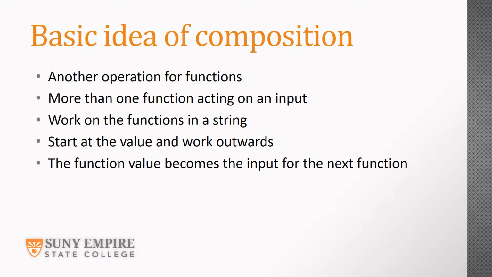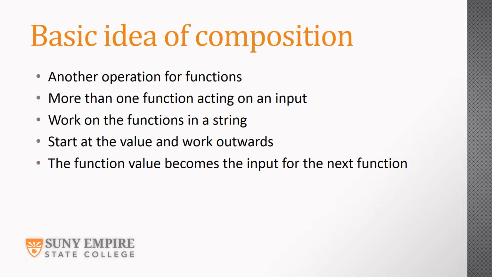In the previous resource in this series, we considered the four basic mathematical operations we can do on functions: adding, subtracting, multiplying, and dividing. There is an additional operation we can perform with functions called composition. The basic idea is that we will have more than one function acting on a given input. In fact, we work through those functions in a string. We start at the initial value and work our way outwards. Each function value then becomes the input for the next function.